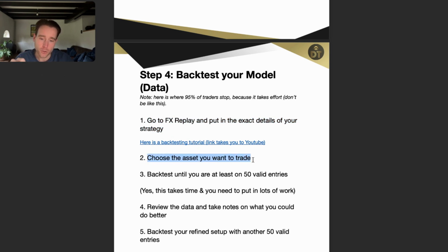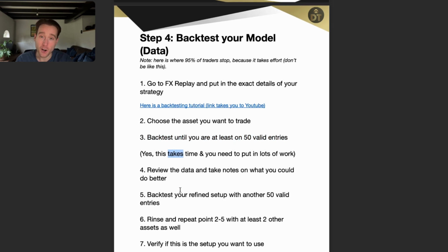Then choose the asset you want to trade: Euro, US dollar, NASDAQ, whatever you want. Backtest that asset with your strategy, the one you just built, for at least 50 valid entries. And yes, this takes time. You need to put in lots of work.